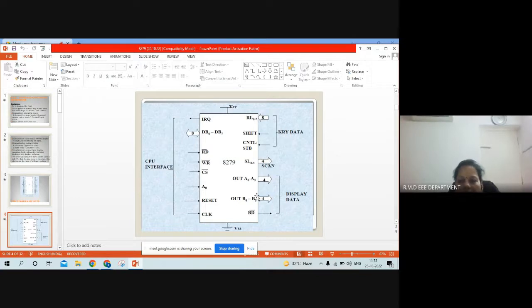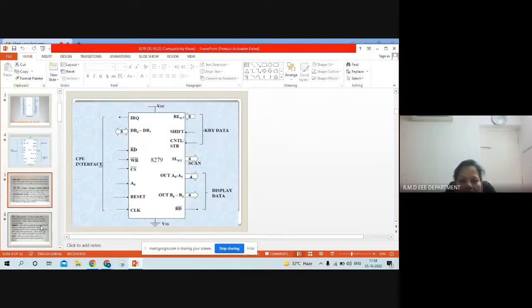So the four pins are related to the scan section. Similarly, coming to the display section, it involves OUT A0 to A3 and OUT B0 to B3, along with BD bar, called blank display. And then coming to the CPU interface section, which involves the various control signals like read bar, write bar, chip select, A0, reset, clock, and DB0 to DB7, which is the internal data bus, 8-bit wide, and also IRQ, the interrupt request provided to the processor. So these are the pins related to the four different sections of an 8279. The function I'll be explaining to you in a separate video.